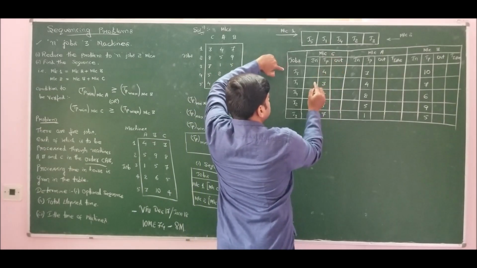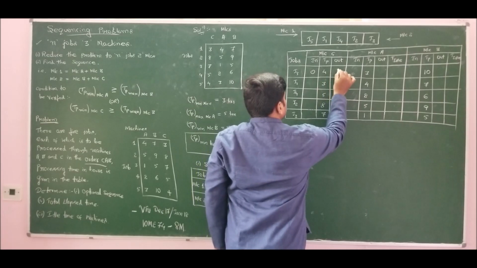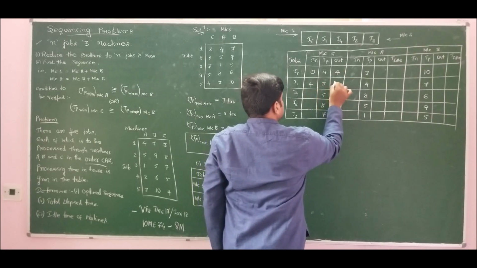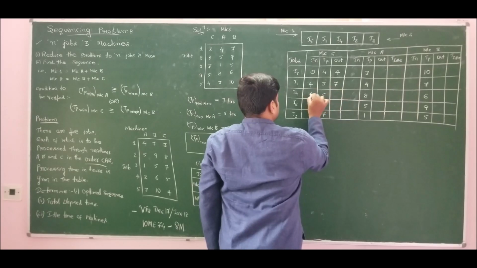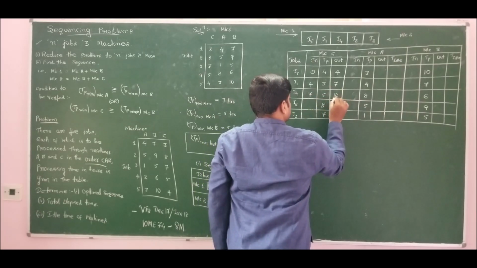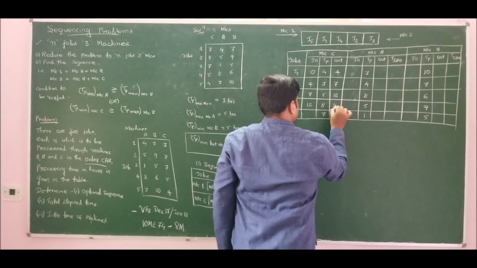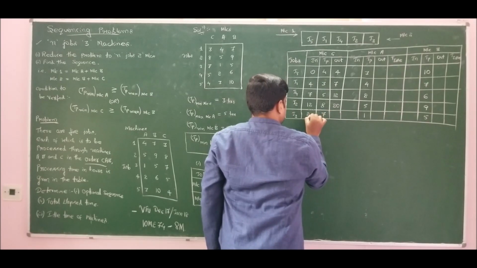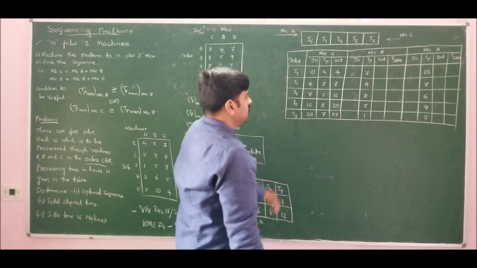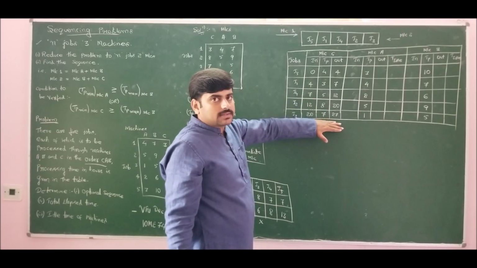Machine C is ready to operate. Job 5 enters at time 0. 0 plus 4 is 4. So take 4 here. 4 plus 3 is 7. Take 7 here. 7 plus 5 is 12. Take 12 here. 12 plus 8 is 20. Take 20 here. 20 plus 7 is 27. So total processing time on machine C is 27 hours.